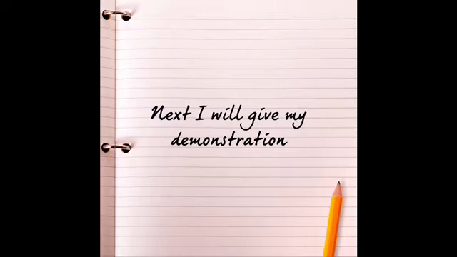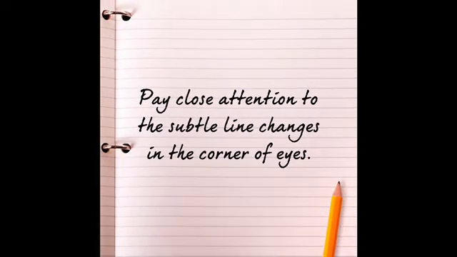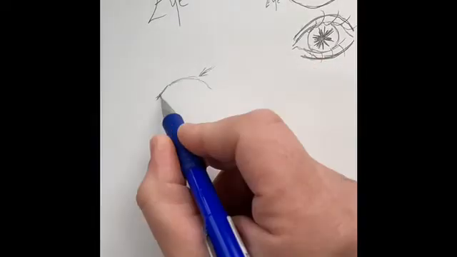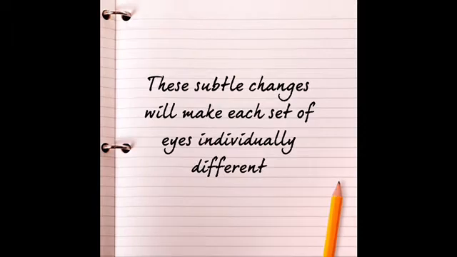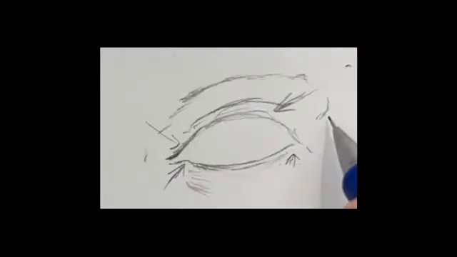I'd like for you to pay close attention to the subtle line changes in the corner of the eyes as I start. Those changes are what is going to make each set of eyes individually different. As I'm pointing to those corners, it is crucial for you to make sure that you have those subtle changes, because that is what's going to make that eye unique.